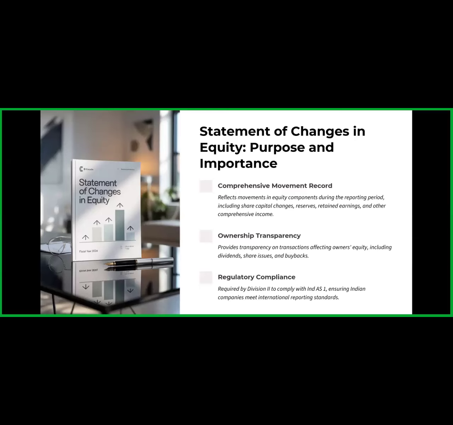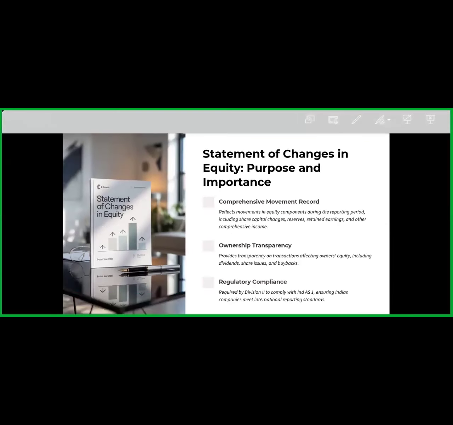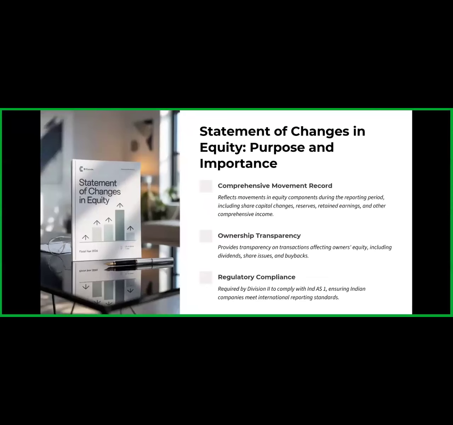So here some of the points are given, that is the comprehensive income record. These changes in equity reflect the movement in equity components during the reporting period, including the share capital changes, reserves, retained earnings, and other comprehensive income. We analyze all these things.